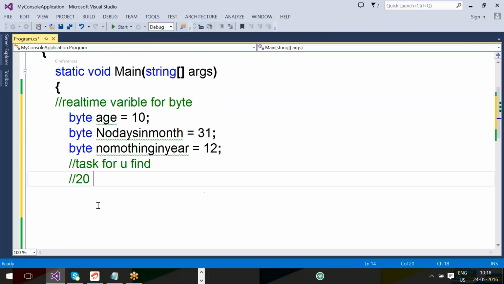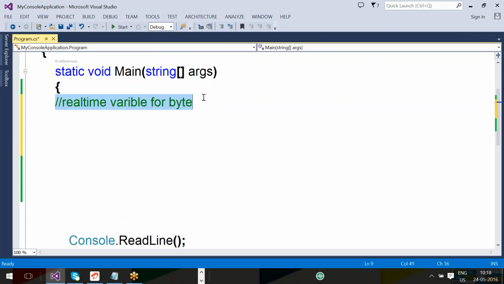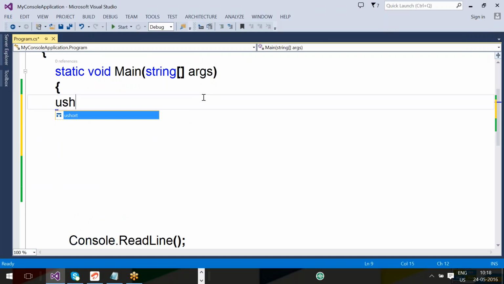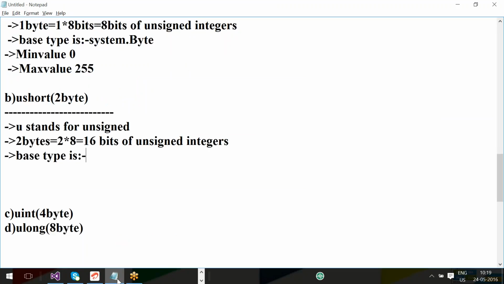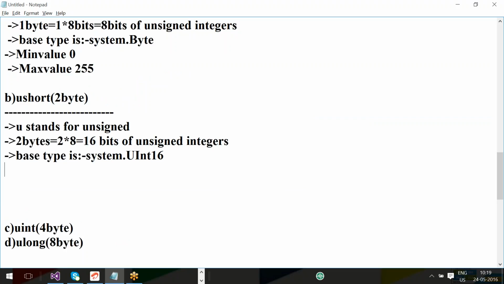U short. Okay guys, observe. Base type is System.UInt16. Data types knowledge will be helpful in typecasting. Be careful. Base type is System.UInt16. Why 16? Because of 16 bits. Remember it.